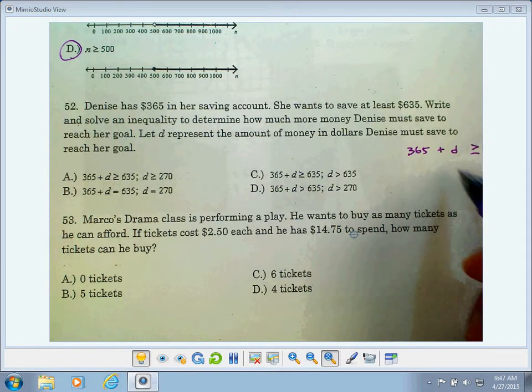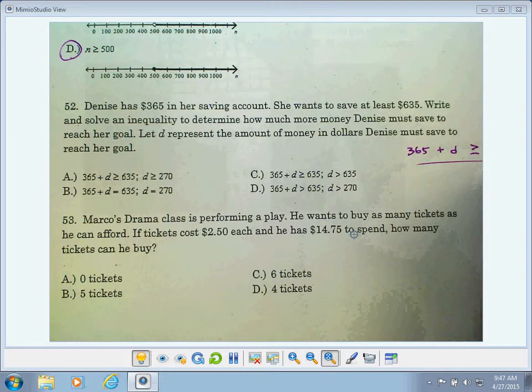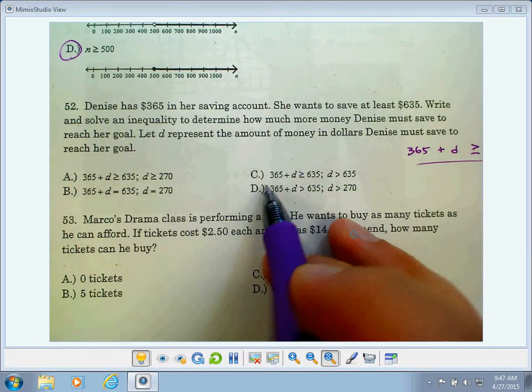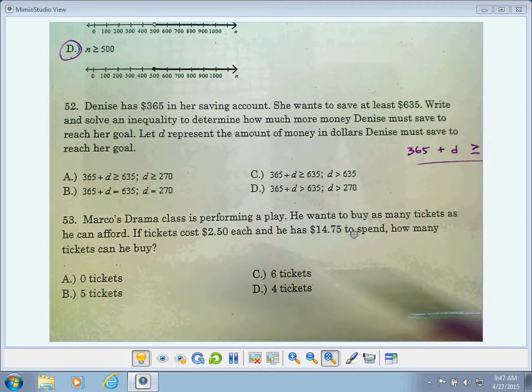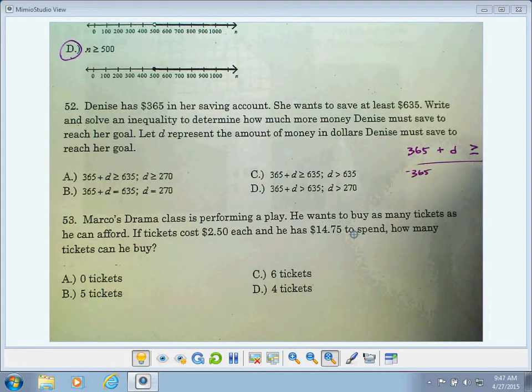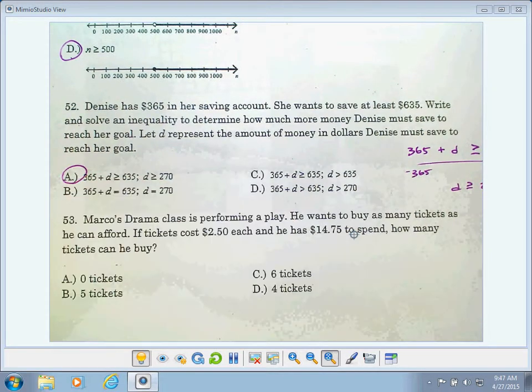So if you were to solve it, this is our expression, which means it's either going to be A or C. If we subtract 365 on both sides, you're going to get D is greater than or equal to 270, which means that she needs at least $270 more to make it work, which tells us the answer is A.